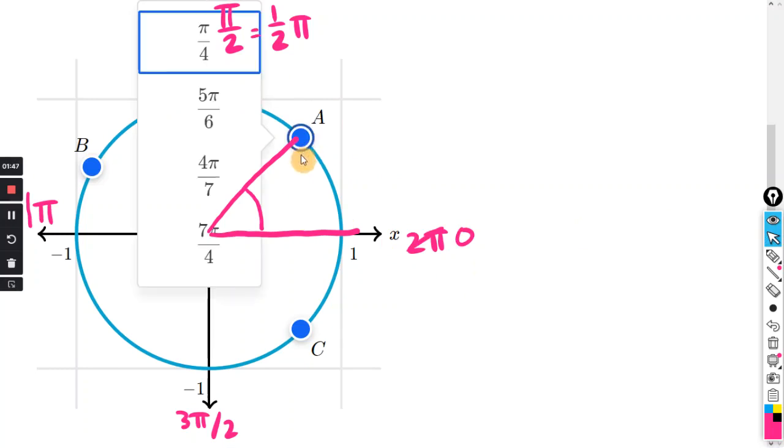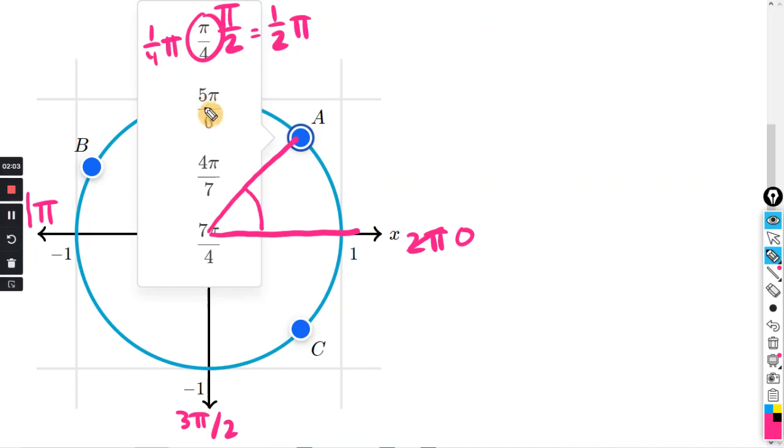Let's look at the answers. It's going to be less than 1/2 pi, but greater than 0. Pi over 4, that's the same as 1/4 pi. So I think that's going to be the answer. 5 over 6 times pi is greater than 1/2. 4 over 7 is greater than 1/2. 7 over 4 is greater than 1/2. So it has to be the 1/4 pi. All right, so I'm going to click on it, and let me see if it took it. Yes, there's a check mark there. So for that one, it's 1/4 pi.